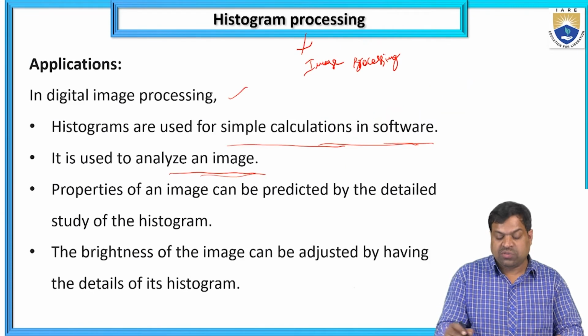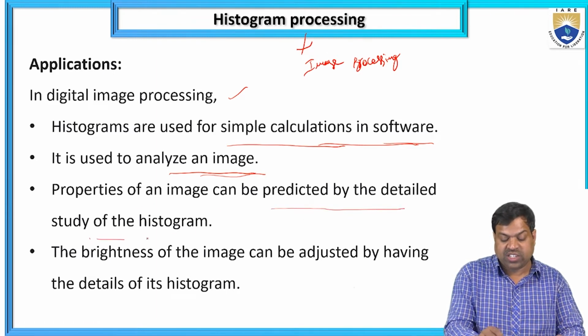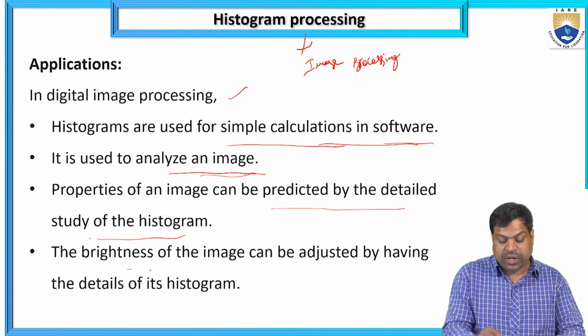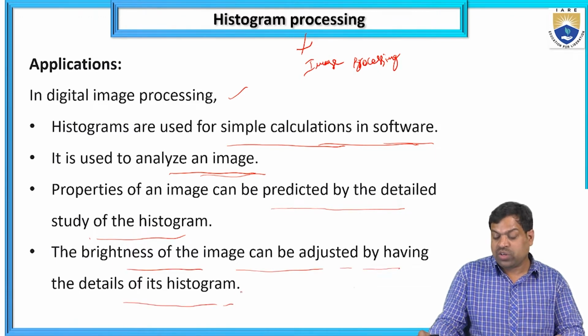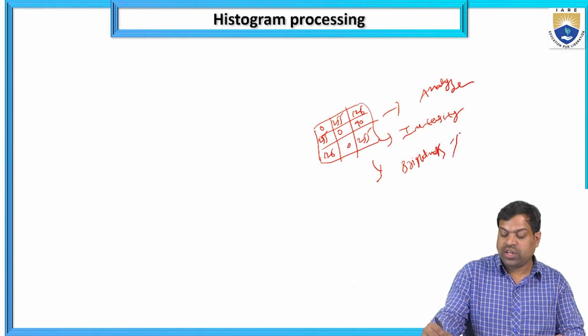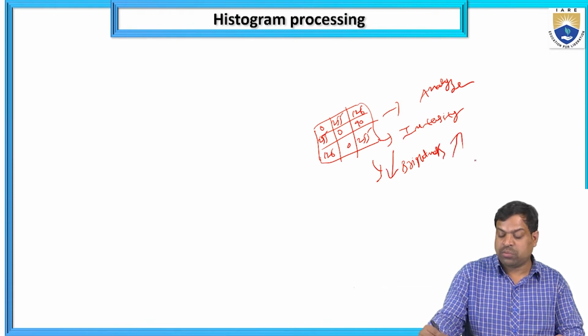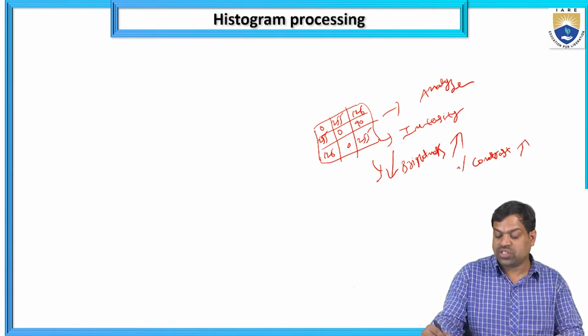So in this, we have to find out the intensity levels of the original image, and the properties of the image can be predicted by the detailed study of the histogram. So the brightness of the image can be adjusted by having the details of this histogram. Already we know that we have to adjust the brightness, increasing or decreasing it, and the contrast level also we have to adjust.